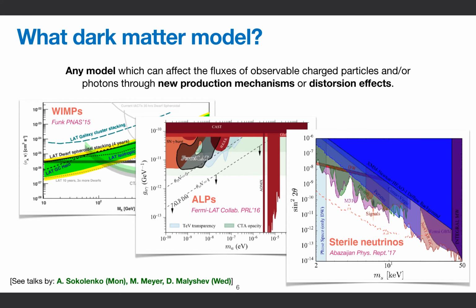The models that you can actually try to constrain are all those models that give an alteration of fluxes of charged particles or photons through either new production mechanisms or distortion effects. So you can do that with standard weakly interacting massive particles, for axion-like particles, and for sterile neutrinos, for example. And there will be talks addressing all these kinds of candidates in this workshop.